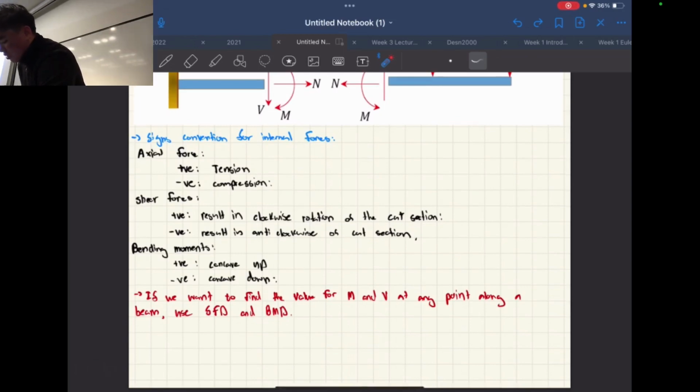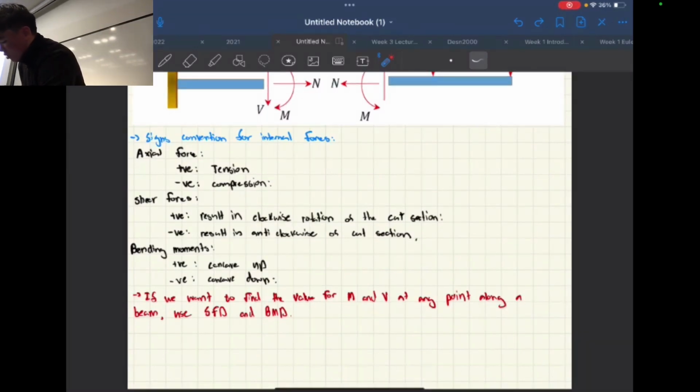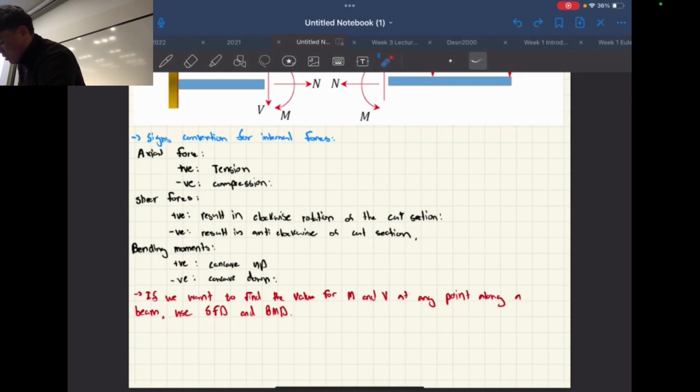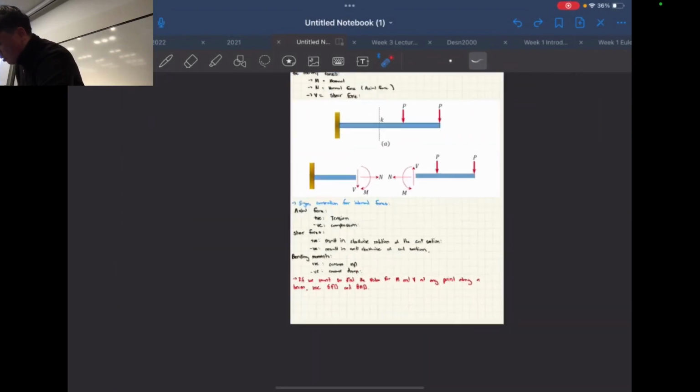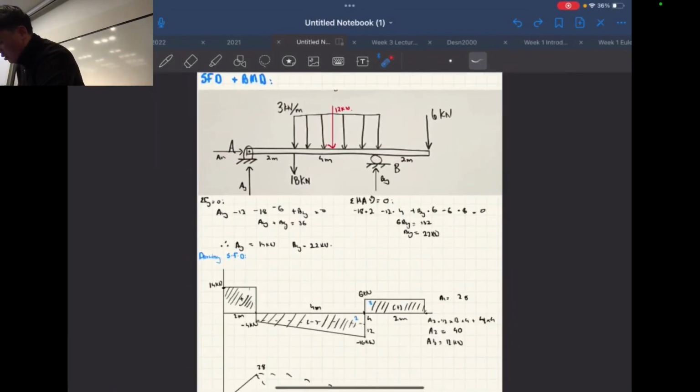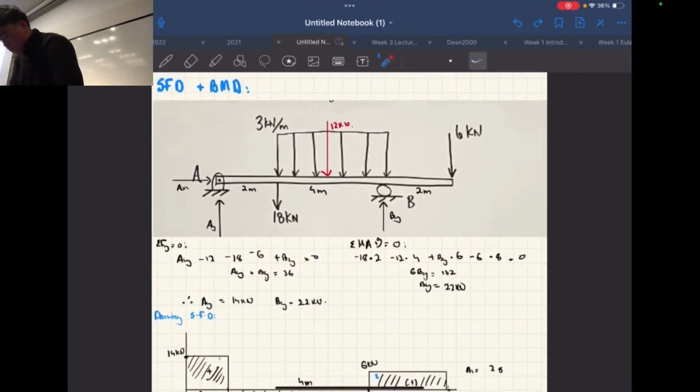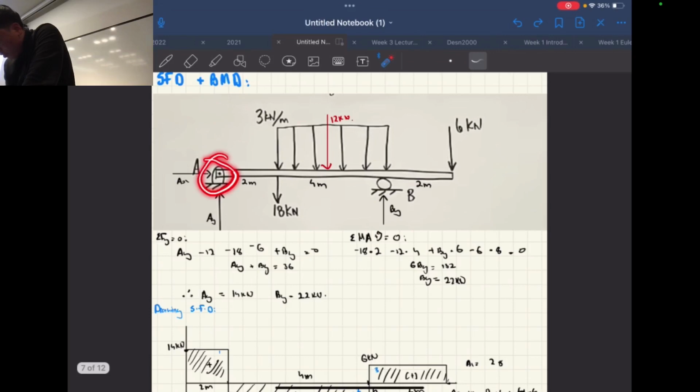If we want to find the value of M and V at any point along the beam, we can use the shear force diagram and the bending moment diagram, SFD and BMD. So let's go to that, SFD. Here we have a beam, right? We've got a roller support here, a pin support, and a roller support here. So we've got Ax, Ay, and then By there.